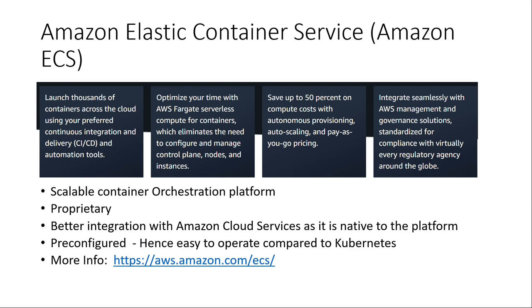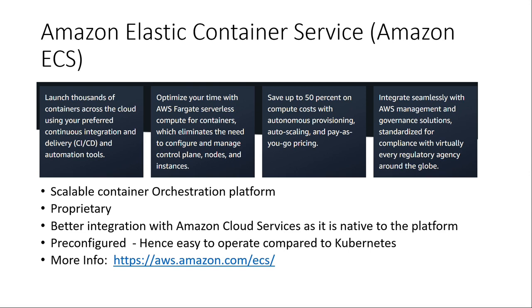Amazon ECS is Amazon Elastic Container Service. It is a scalable container orchestration platform. It is proprietary. It is from Amazon. So it provides better integration with Amazon cloud services as it is native to the platform, and it provides many options. You can launch thousands of containers across the cloud, and you use your preferred integrated CI/CD tools. You have the option of automatically scaling the desired count of tasks. You have two options, either Amazon ECS with EC2 or Fargate.